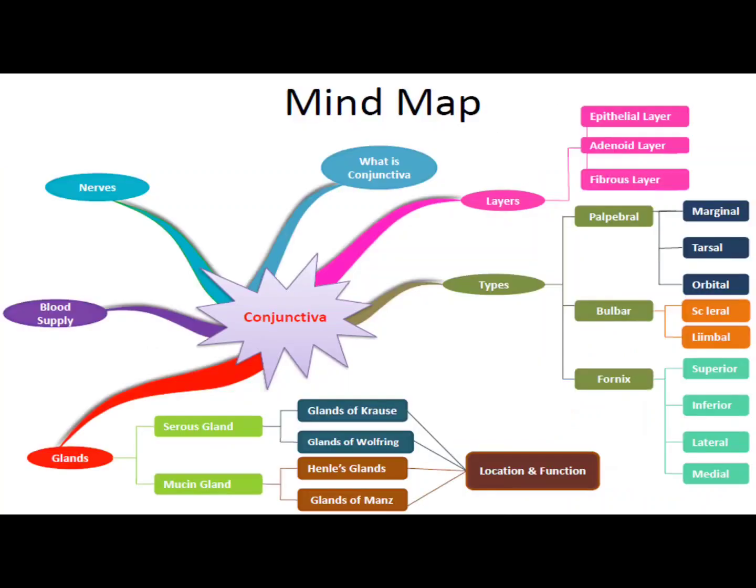Moving towards the mind mapping of what we learnt in this session. Definition of the conjunctiva, layers of the conjunctiva, types of the conjunctival layers, glands of the conjunctiva, blood supply of the conjunctiva and nerve supply of the conjunctiva. This is what we learned in today's session.